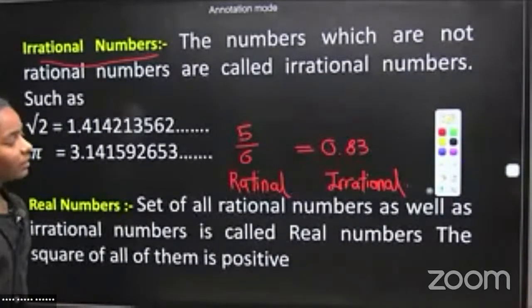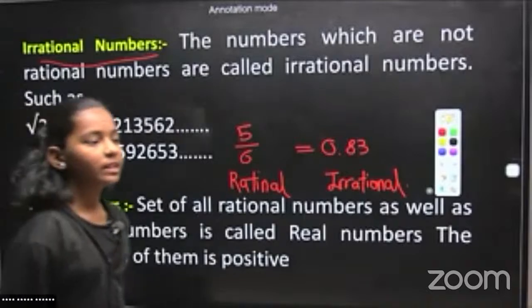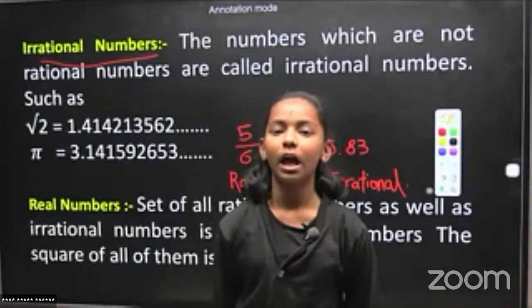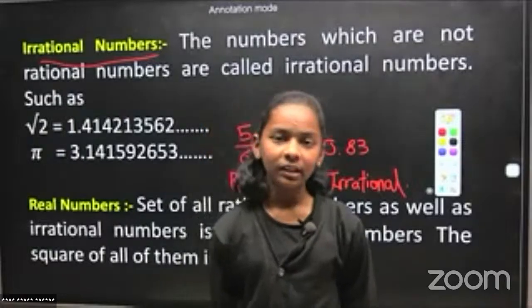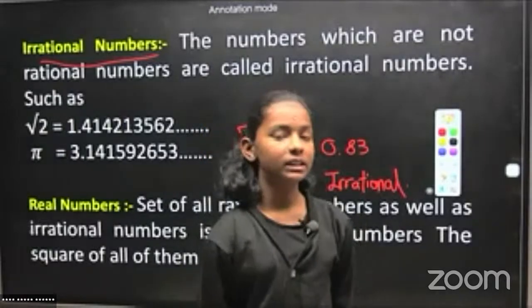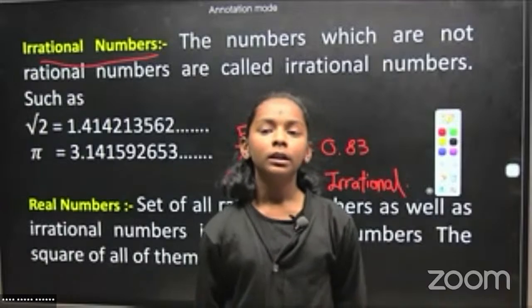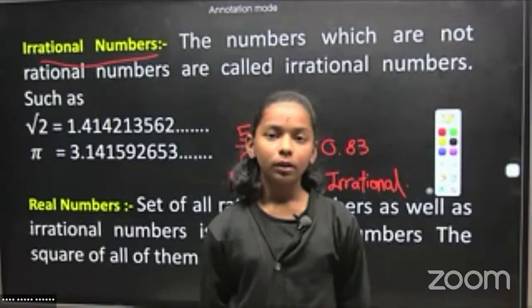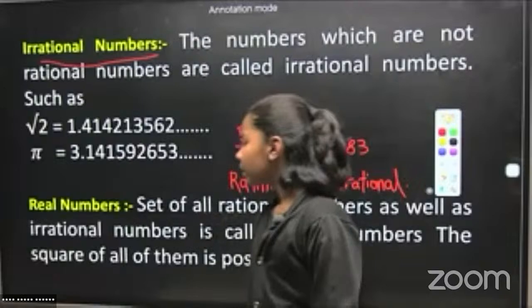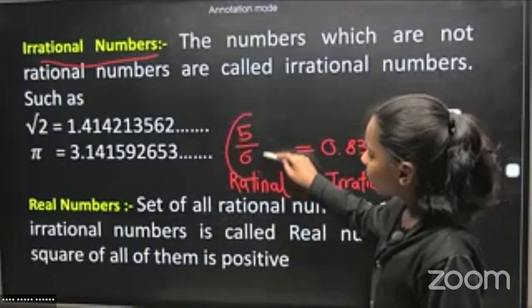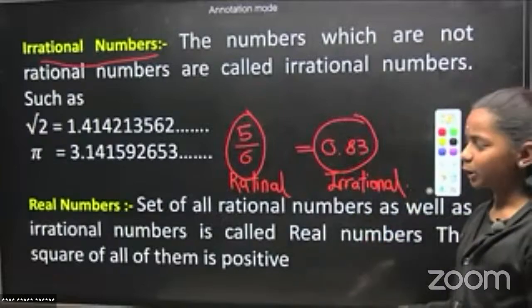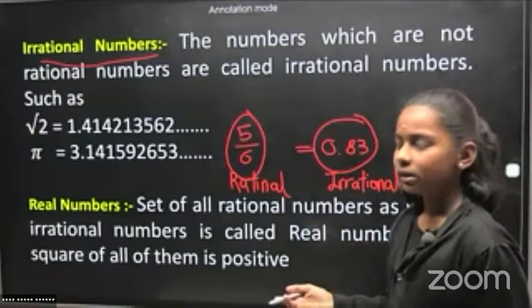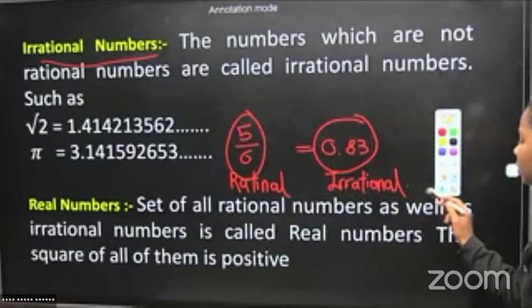The set of all rational numbers as well as irrational numbers are called real numbers. This type of numbers as well as this type of numbers are called real numbers. So it's easy. Now you have written this. So next.